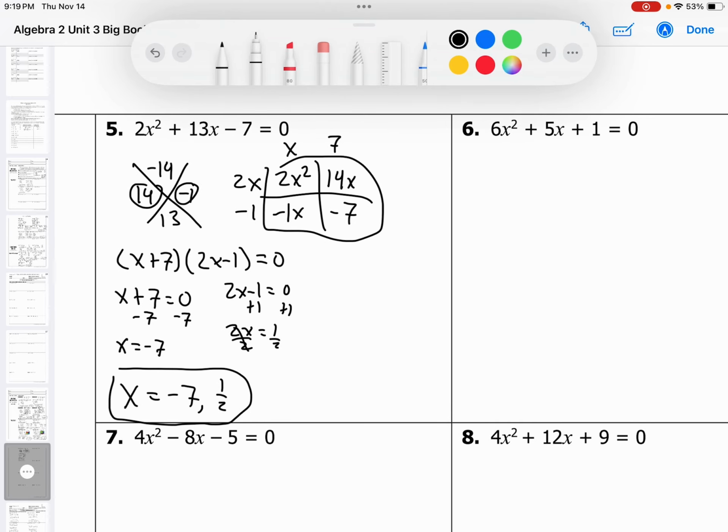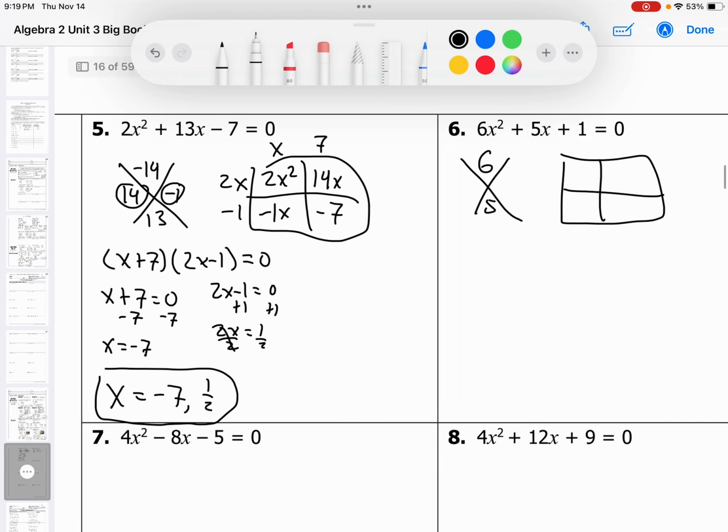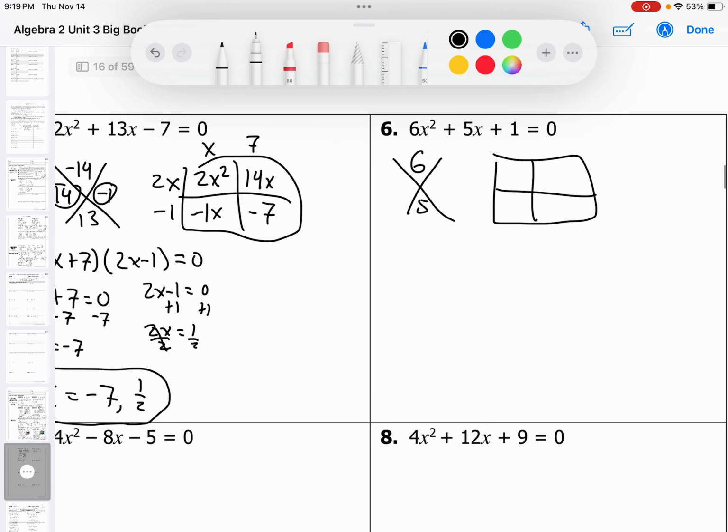And I have 6x squared plus 5x plus 1, so we have a number in front of x squared. These do not have anything in common, so we will again need the x in the box. 6 times 1 is 6, so that's what goes on top. And 5, the middle number, goes on bottom. So we need numbers that multiply to 6 and add to 5. And those would be 2 and 3.